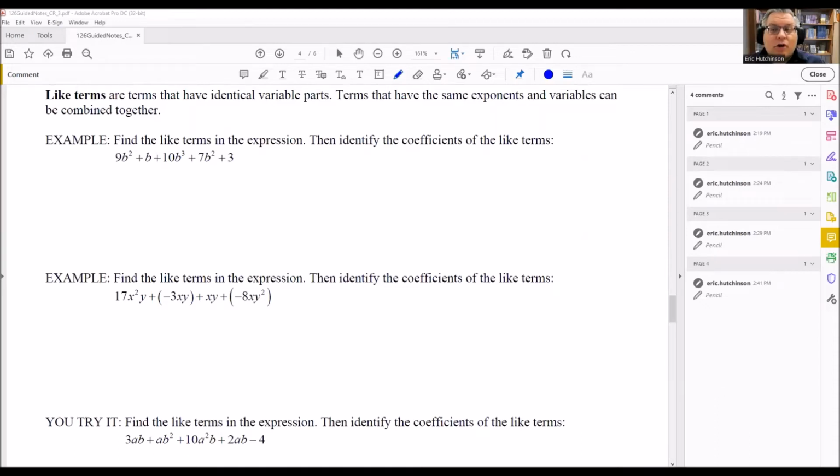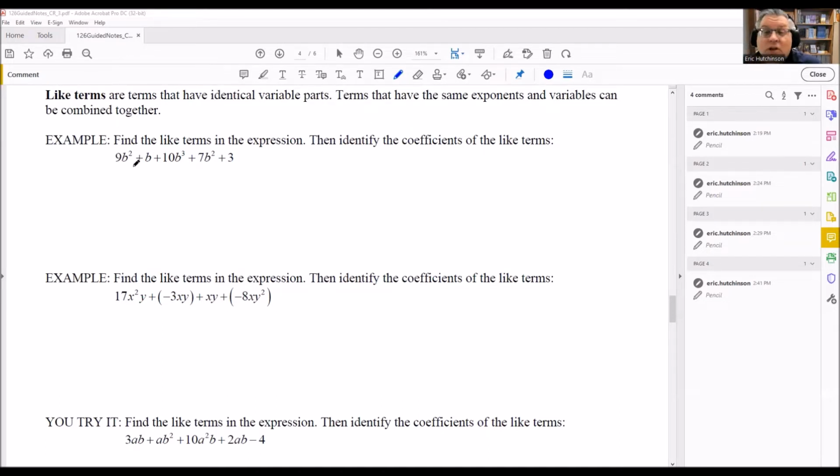So if you have like terms, there are terms that have identical variable parts, that's the same letter and also the same power. So it has to have the same exponent on it as well. So we're going to first talk about how we identify what the like terms are, and then we're going to talk about how we can combine them together. So we want to find the like terms here, then identify the coefficients of the like terms.